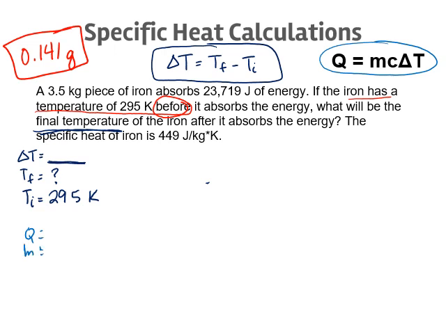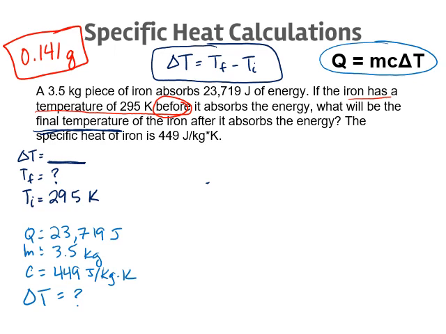Q, M, C, and delta T. Our mass is 3.5 kilograms. We're trying to solve for the change in temperature. Our constant is 449 joules divided by kilograms times Kelvin. And the amount of energy we're putting into this is 23,719 joules. If we rearrange this formula and solve for delta T, it's going to give us Q divided by MC. All of our units are matching each other, so we can solve this formula as is. We don't need to do any unit converting here.